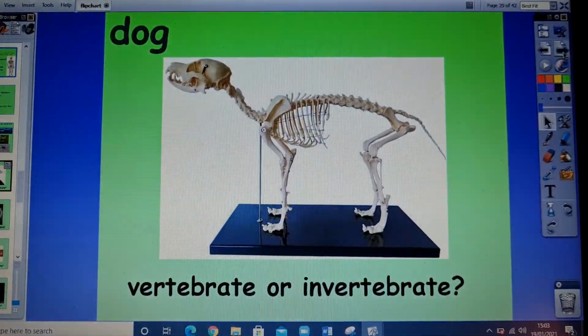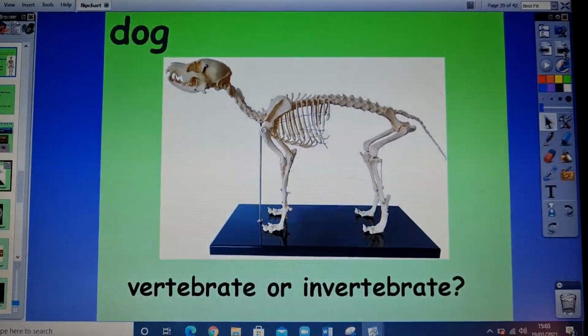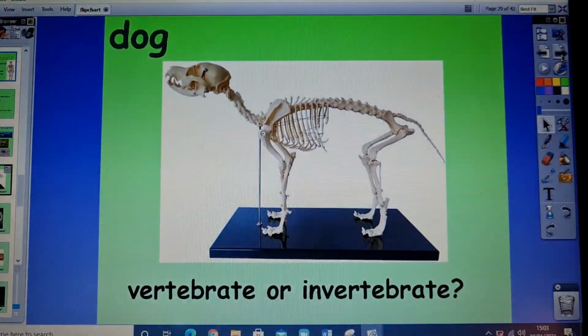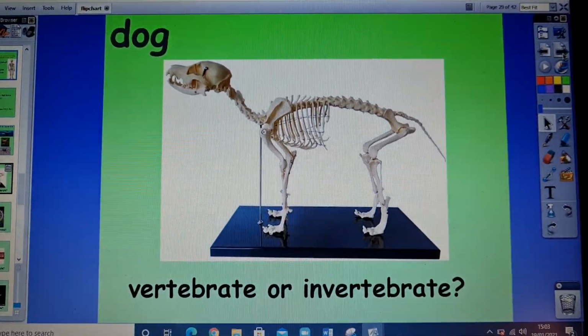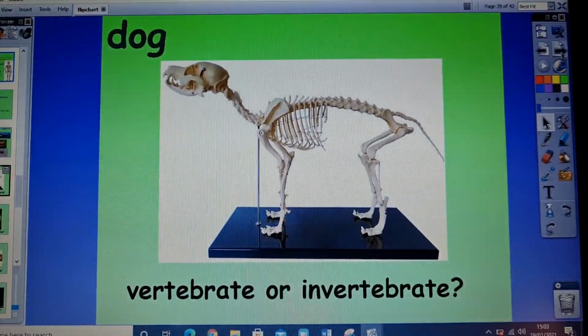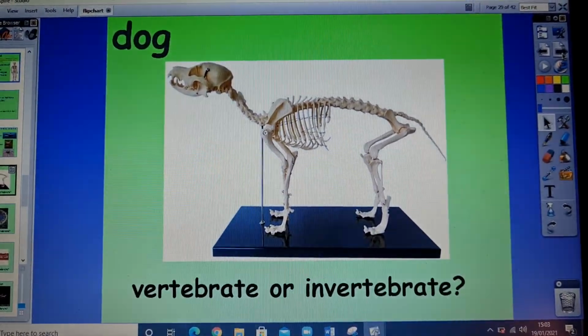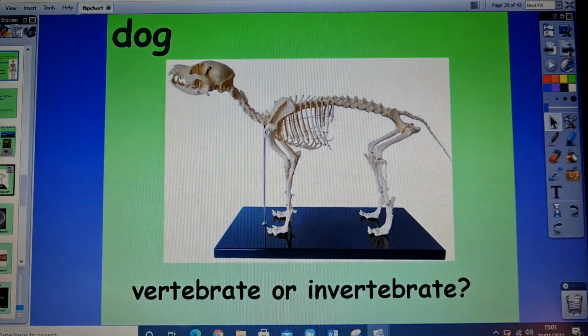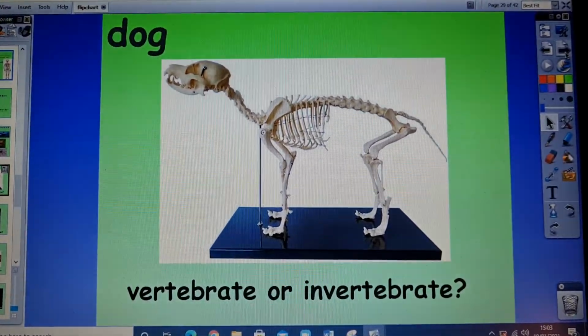So here we have a dog. So is a dog a vertebrate or an invertebrate? Well done, it's a vertebrate because it has a skeleton, and that's what the skeleton of a dog looks like.